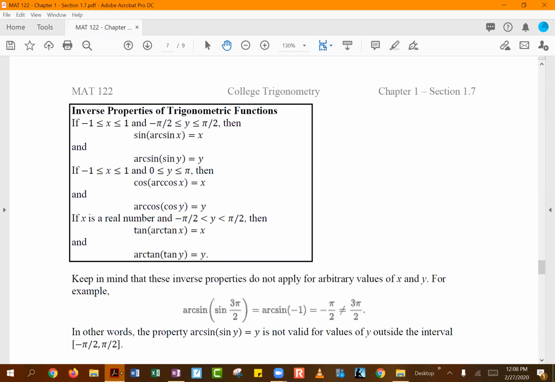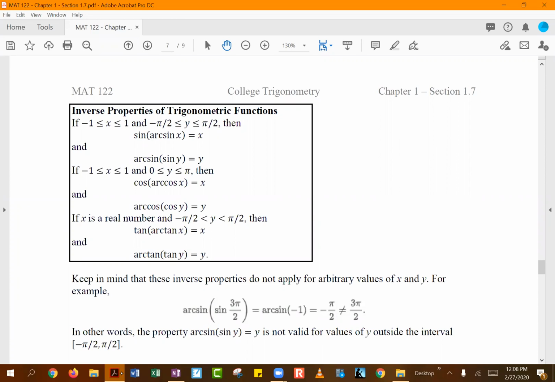Same thing with your arc cosine. Your x values are bounded by -1 and +1. Y is bounded by 0 and pi. So again, cosine composed with arccosine will give you x. Arccosine composed with cosine will give you y. And then for the arctangent function, the domain is any real number, from negative to positive infinity, but the range only goes from -pi/2 to +pi/2, not including the endpoints, but you would still notice that same relationship here.